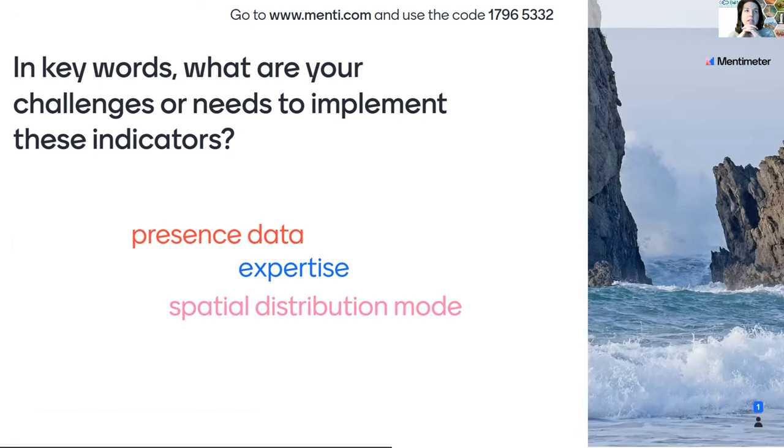So far, it looks like the presence of data is a challenge, also having the expertise and the spatial distribution mode. I'm not sure I know what you mean by that. The spatial scales of implementing the indicator. Maybe if whoever made that comment, they want to explain or put a message in the chat for us.